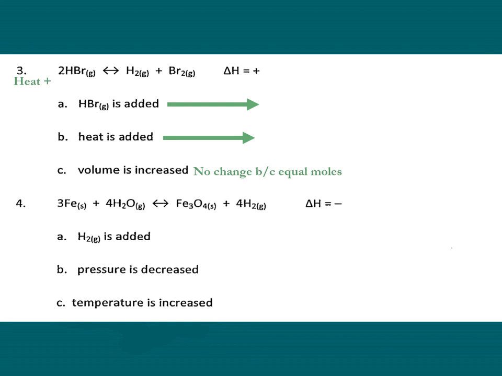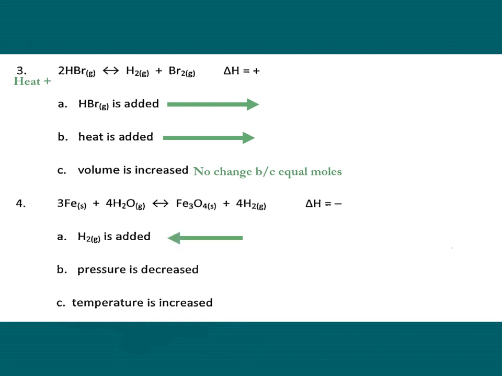Let's look at the next reaction. Again, in A, H2 is added. We're changing concentration, but this time it's a product. So remember, it'll always shift away from an increase. So in this case, it's going to shift it to the left or shift it to the reactants side.